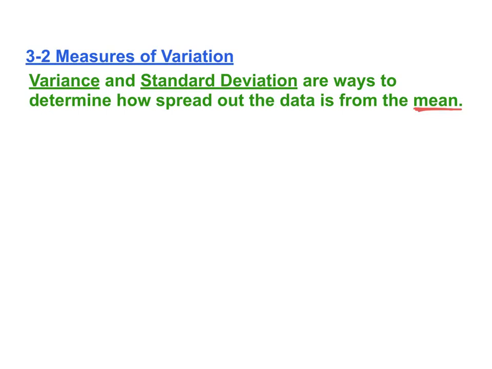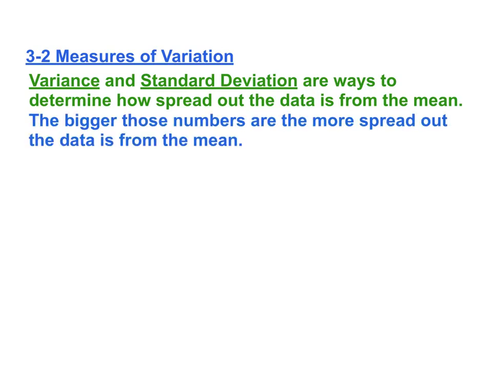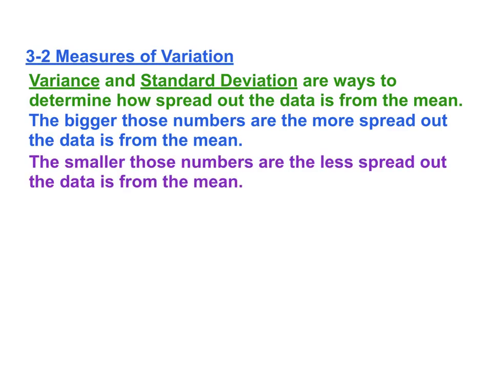And to find the variance and standard deviation, we're going to use our graphing calculators. Okay, I'm going to show you the formula, but we're not going to do it by hand. We're going to let our calculators do it for us. And pretty simply, the bigger those numbers are, the more spread out the data is from the mean. And the opposite of that's going to be true too. The smaller those numbers are, the less spread out, or the closer they are to the mean.